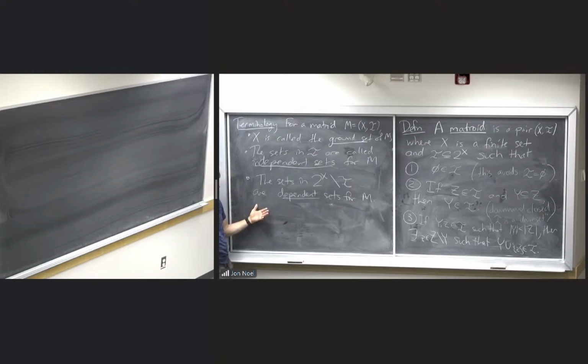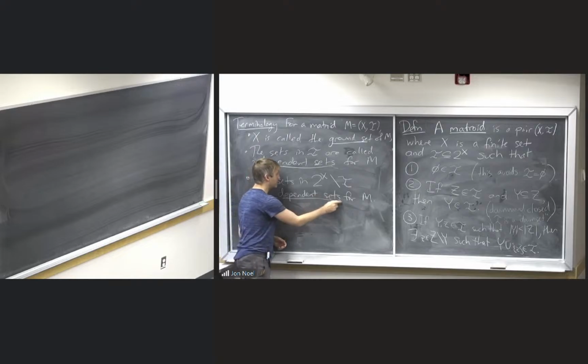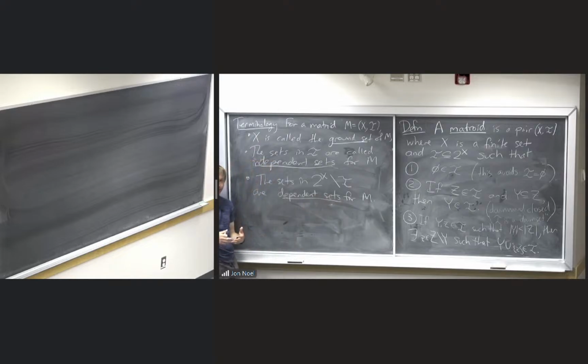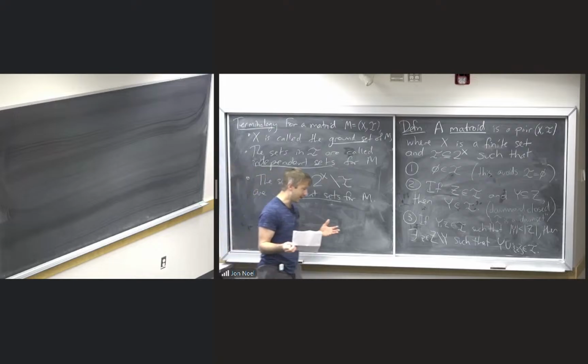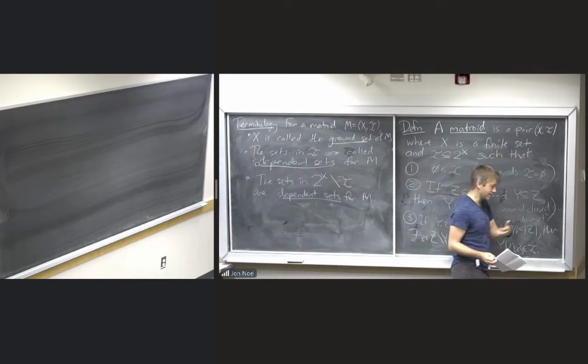Yeah, so right now this is just a definition, and without any context, it's not really clear why I would care about this definition. But there's a reason that we use these words independent and dependent. It comes from one of the most standard examples of a matroid, which is a set of vectors in a vector space. If you take a set of vectors in a vector space and you define independence and dependence appropriately, what you get is a matroid.